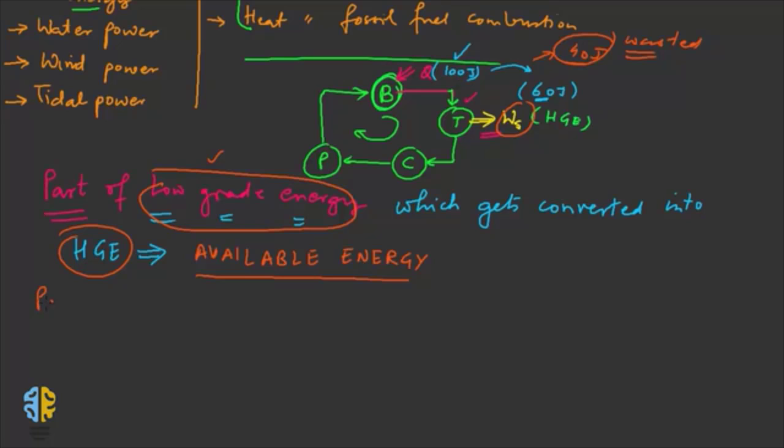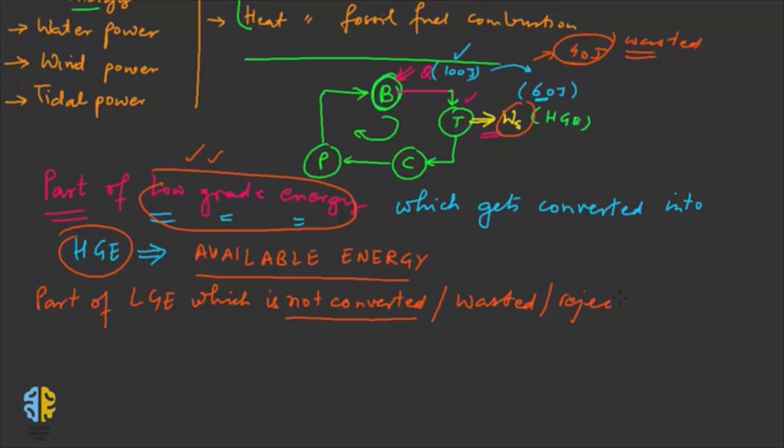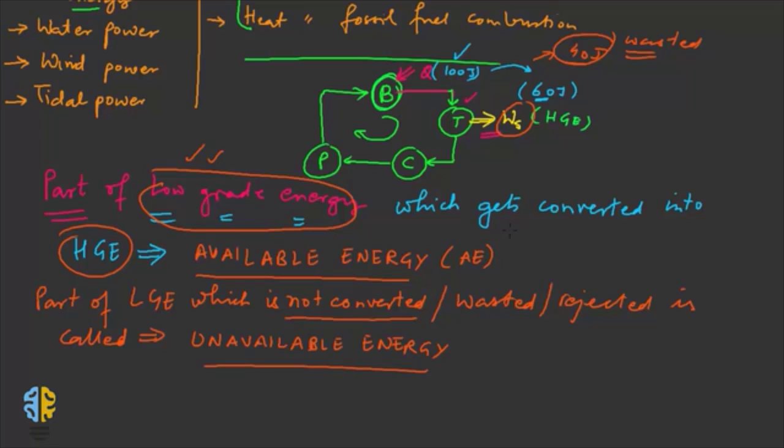Okay, so again, this part is of LGE. Part of LGE which is not converted. In place of not converted, I can use wasted as well, or rejected as well. Now this is called unavailable energy. Okay, now I will abbreviate available energy as AE. So this is something that is quite easy to remember and to designate.